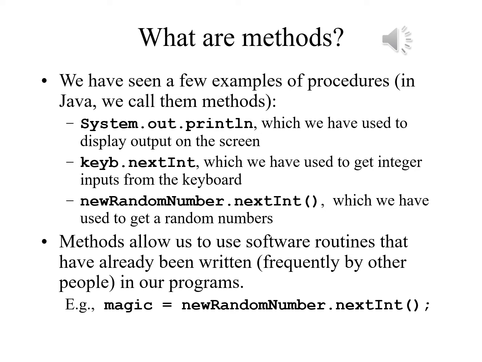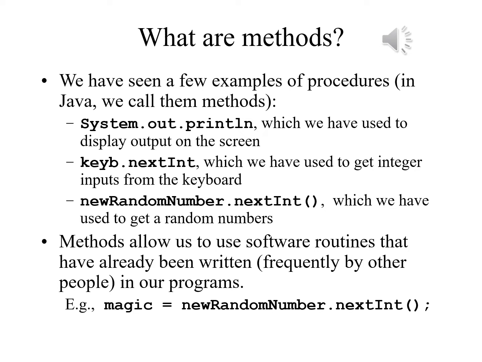One example is System.out.println, which we have used to display output on the screen. We've seen keyboard.nextInt and keyboard.nextDouble, which we have used to get integer inputs from the keyboard. And now we've also seen new Random().nextInt, which we have used to get random numbers.